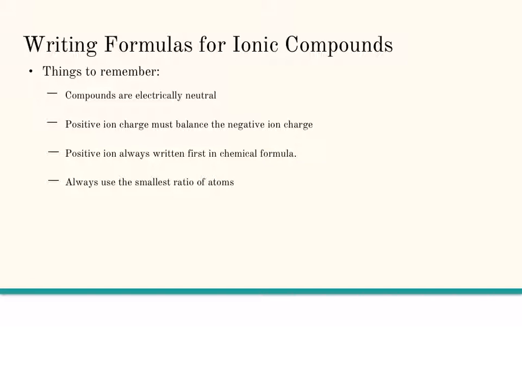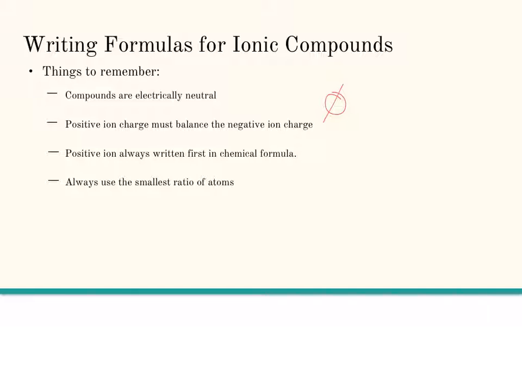So now that we understand oxidation numbers and polyatomic ions, we're going to talk about some basic rules for writing formulas for ionic compounds. So the first thing we have to remember is that ionic compounds are electrically neutral, which means that the positive ion and the negative ion will always balance each other out. So the net charge of our compound should always equal 0. So whatever the positive and the negative charges, they have to cancel each other out so that the overall charge of the compound is 0. That's why we say it's electrically neutral.